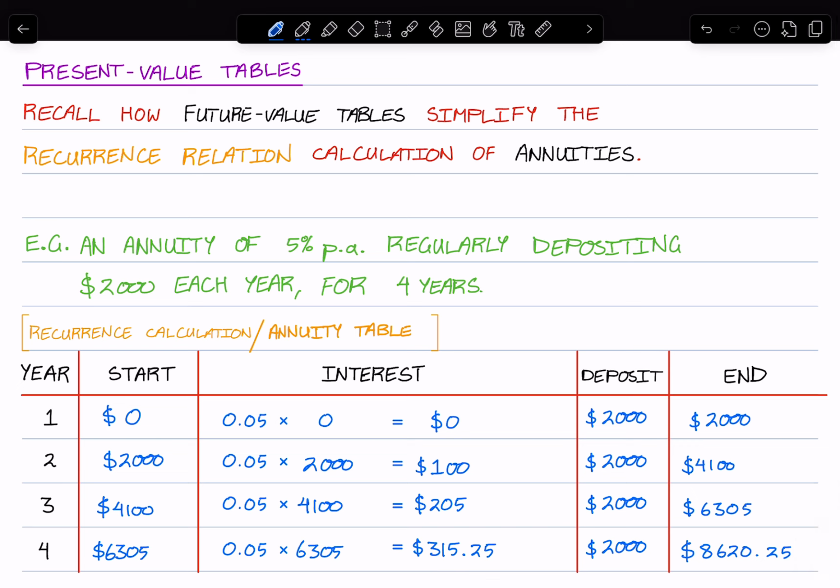Hello class, this is a video tutorial on present value tables. Recall how future value tables simplify the recurrence relation or the annuity tables calculations of annuities.